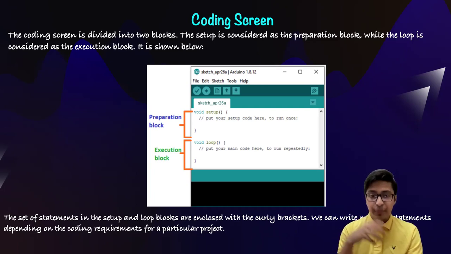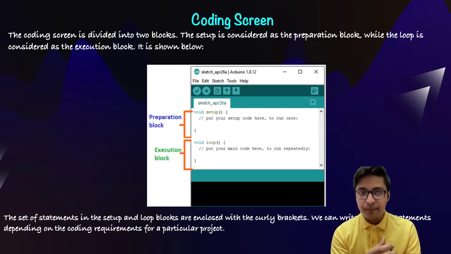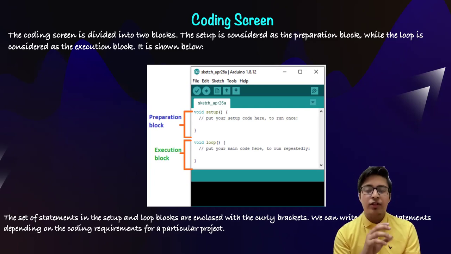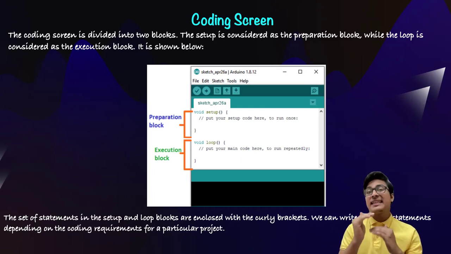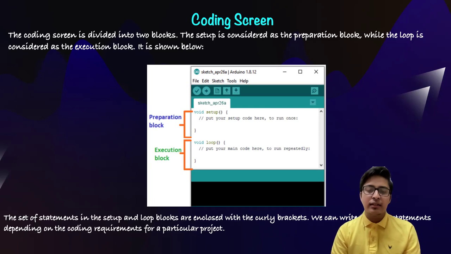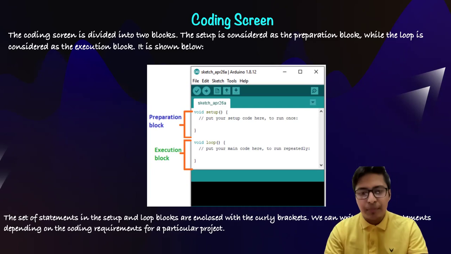So we set up the pins: which pin should act in what manner, which pin should be high, which pin should delay a bit, which pin should be low. All these setup things are done in the void setup, or the preparation block. That is why, dear students, it is known as the preparation block. Okay.